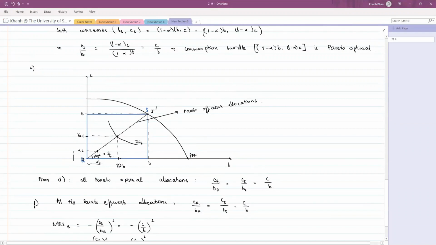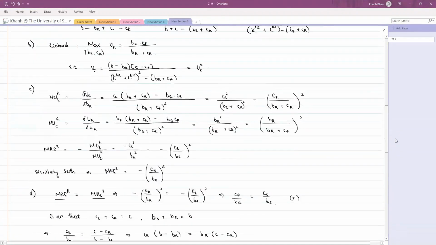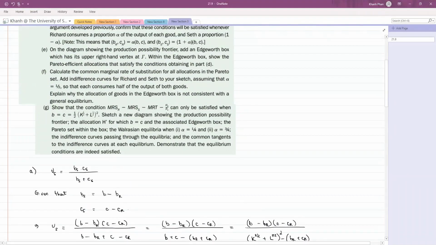So this is the indifference curve for Recharge, and this is going to be the indifference curve for Z. Okay, and the two indifference curves are tangent to each other at this point over here. And that is the Pareto optimal allocation in which the two consumers are each consuming half of the goods.